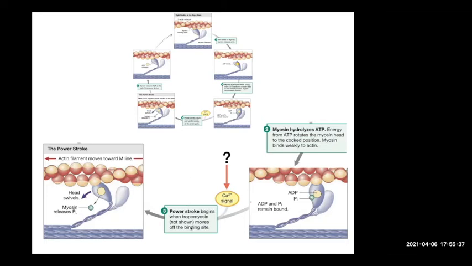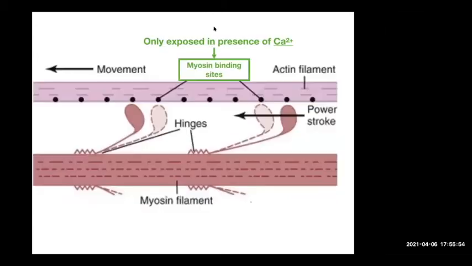This calcium signal. So what do we want to know about this? Where is this calcium signal coming from? When and how is calcium present, and what does it do that allows this interaction? We will see that on the actin filament, there are particular myosin binding sites, which are only going to be exposed in the presence of calcium. If calcium isn't there, the myosin head cannot find those myosin binding sites.